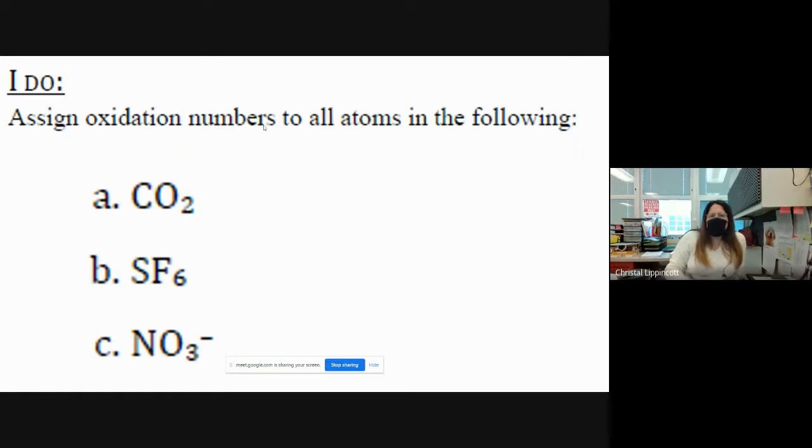All right, so we are to assign oxidation numbers to the following elements. Well, this is a -2, so this has to be a +4. This is a -1, so this has to be a +6. This is a -2, so this has to be a +5.